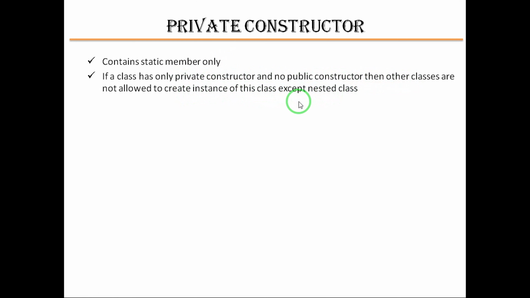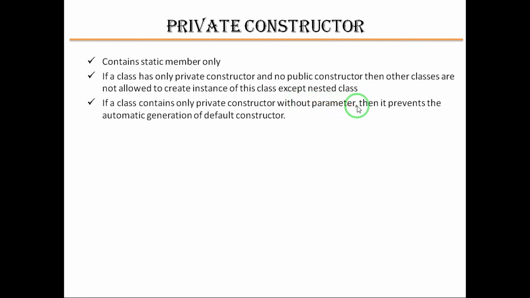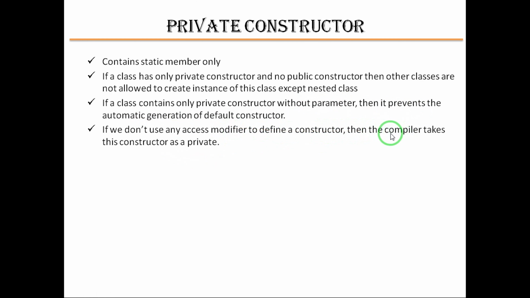If we have a class which has only a private constructor and this private constructor is parameterless, then it prevents automatic generation of the default constructor. If we have a class with a constructor that does not have any access modifier, then the default access modifier for this constructor is private.